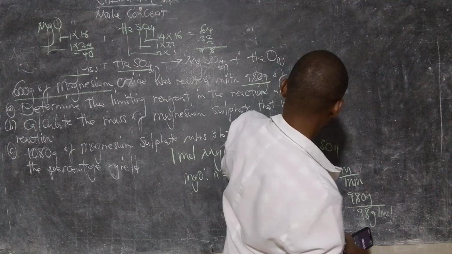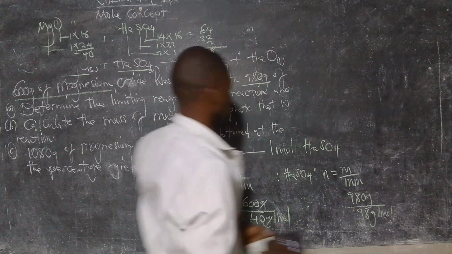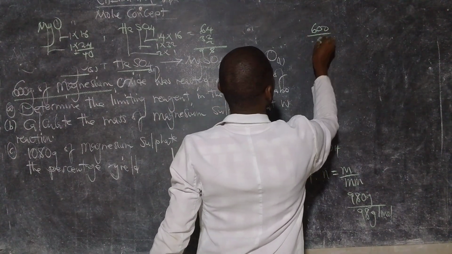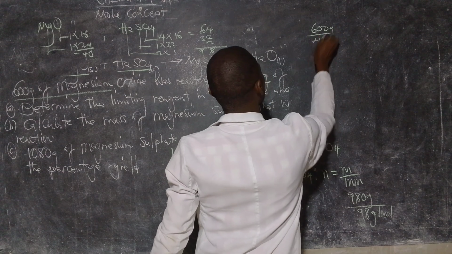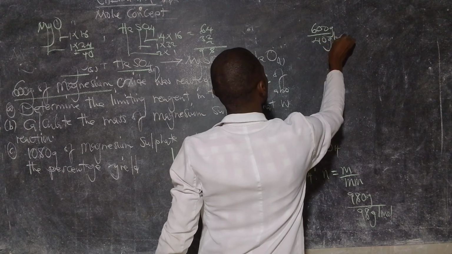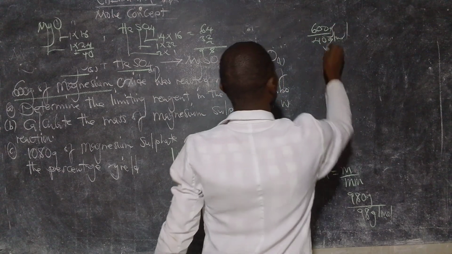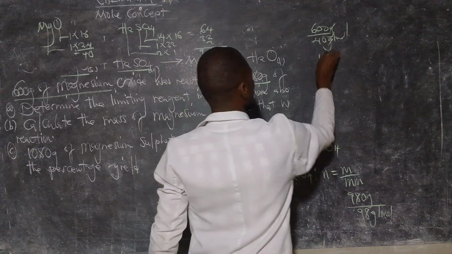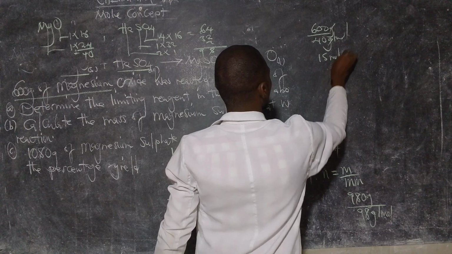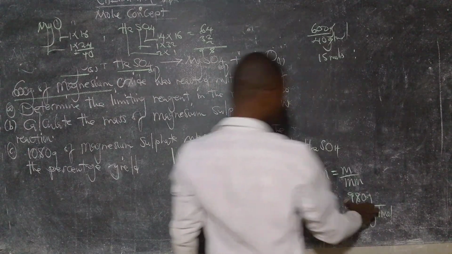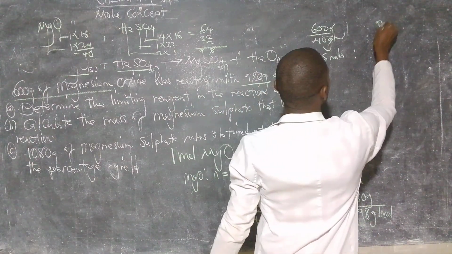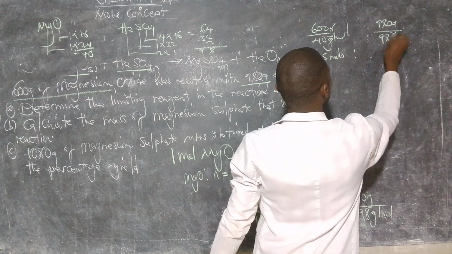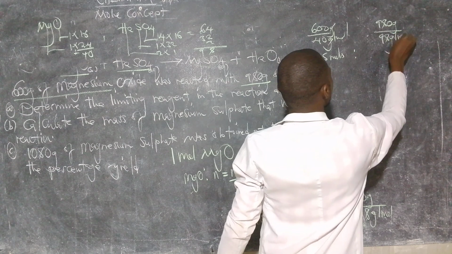Let me manage my space. Alright, so we have 600 grams over 40 grams per mole. So grams here, then 600 divided by 40, we're getting 15 moles. Then the other part, we have 980 grams over 98 grams per mole.